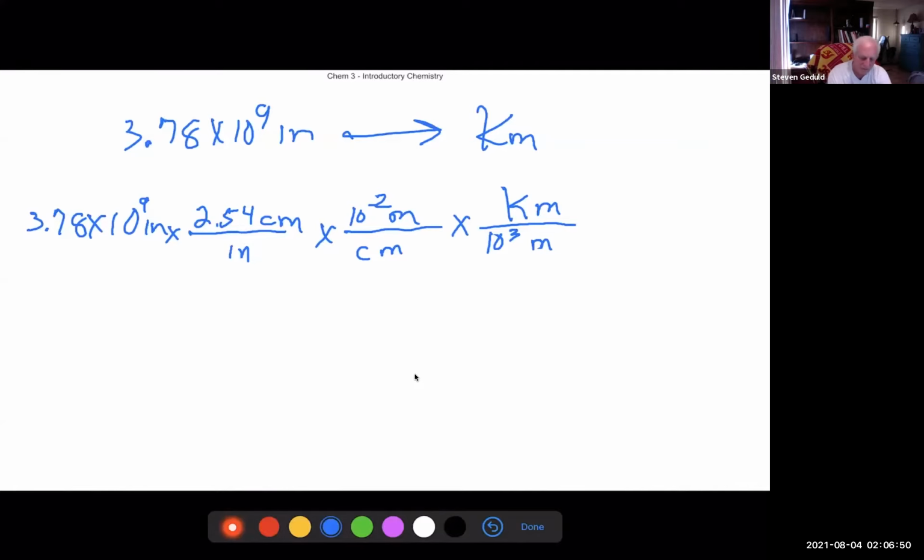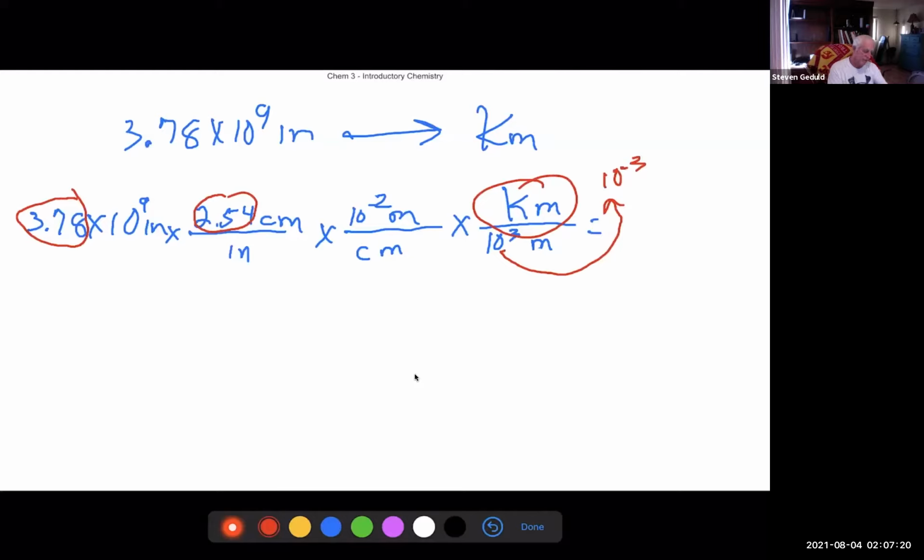That's it. That's the number we want to end up with, is kilometers. So now we just do the math. If the numbers are on the top, multiply, the bottom, we divide. With exponents, we bring it up to the top and we change the sign, 10 to the minus 3. So we get 3.2, take 3.6. What we're going to do is take 3.78 times 2.54. And everything else is exponents. So let's get a calculator out.